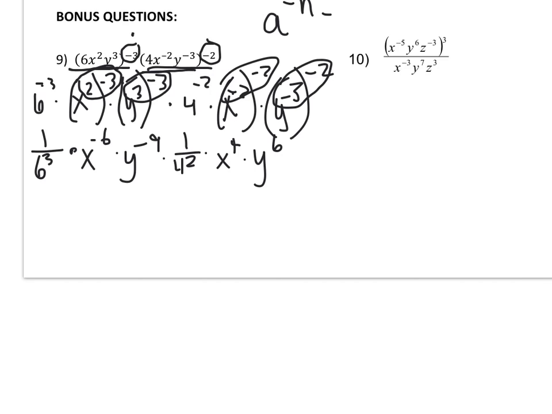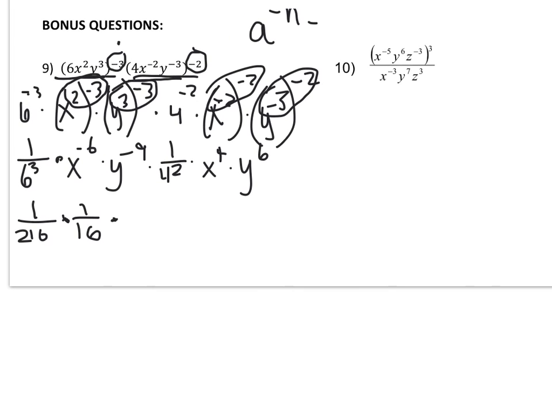So I'm going to kind of group my like terms here. 6 to the third power doesn't mean 6 times 3 or 18, it means 6 times 6 times 6. So 1 over 6 to the third power is the same as 1 over 216. 6 times 6 times 6 is 216. And 1 over 4 squared is the same as 1 over 16. Now I'm going to multiply my x's. When you're multiplying variables, the base stays the same, and you add the exponents. Negative 6 plus 4 is negative 2.